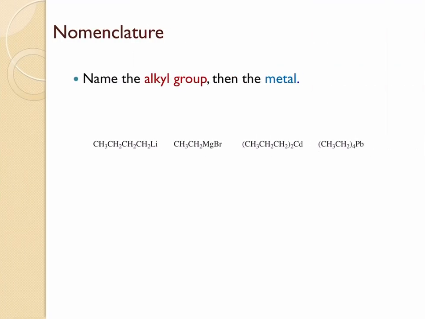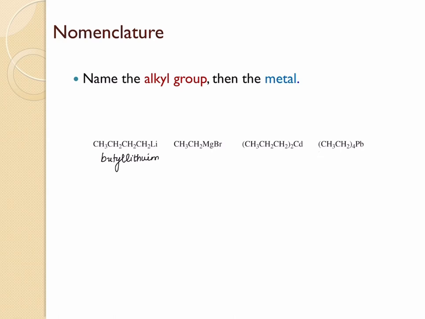Let's see how the organometallic compounds are named. They are named simply by adding the alkyl group in front of the metal. Say for example, here we have totally 4 carbons in the alkyl chain, and therefore this should be butyl for the alkyl part, and you have the metal lithium here, and therefore this should be butyl lithium.